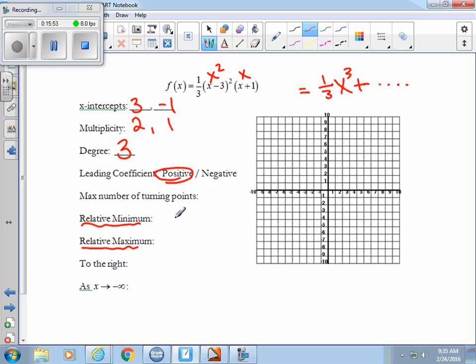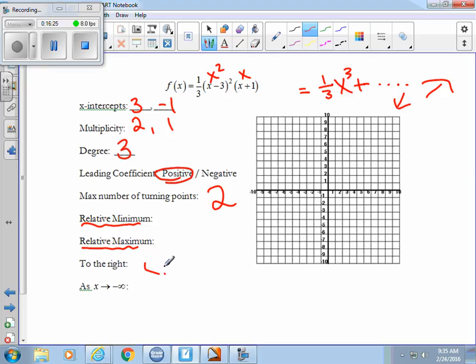What is the maximum number of turning points if I'm a cubic? Then this is a calculator question, so I'll skip those for now. Then it's asking end behavior questions. Well, if it's a cubic, as I go to the right, what's the function doing? It's a cubic. Positive leading coefficient. Good. Up to the right, down to the left.